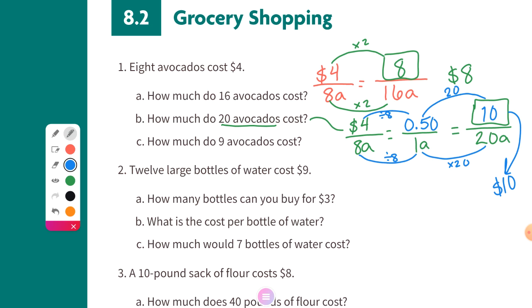How much do 9 avocados cost? Why would we not want to start back at the beginning? Because we already have the unit. Yeah, and can you get 8 to 9 very easily? No. But we can start with this one. 50 cents for 1 avocado. Then we can easily get to 9 avocados. How do I get from 1 to 9? Times 9.